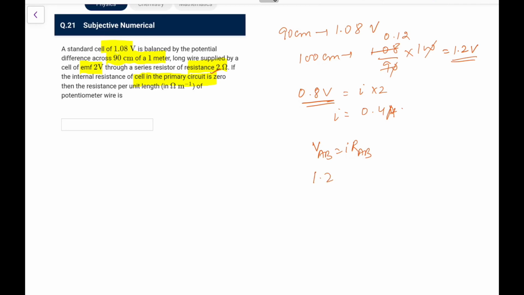That is what we had: 1.2 is 0.4 into RAB. So this RAB comes out as 12 by 4. That comes out as 3 ohm for sure. Or you could have done it the other way also. This is 3, this is the answer.